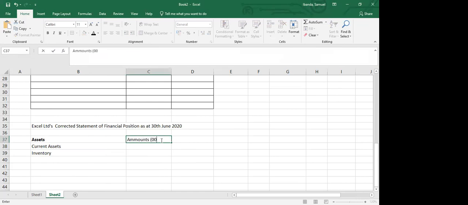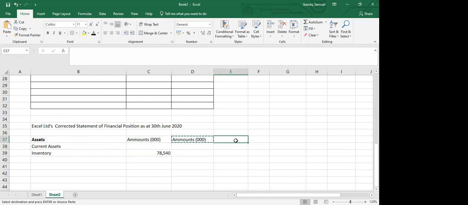And I'll put a degree of precision of 1,000 there. Then maybe I'll have my inventory value of that much. Inventory has not been affected, so even in the corrected statement of financial position, it will have the same value. You get it? So it's very important for you to have that in mind.